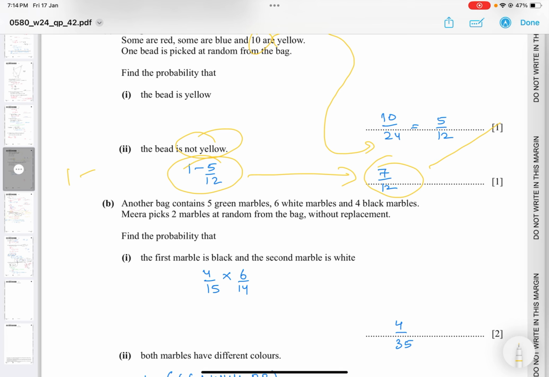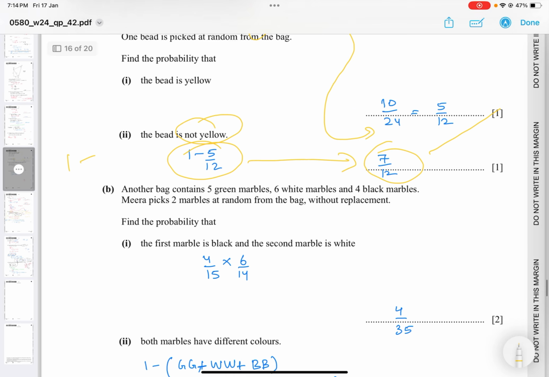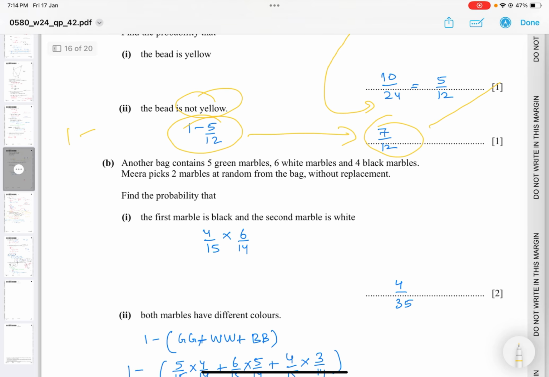Another bag contains 5 green marbles, 6 white marbles, 4 black marbles. Mira picks 2 marbles at random from the bag without replacement. Find the probability that the first marble is black and the second marble is white. Oh, very good. See this word, without replacement. That means if I am picking one, I took it out. Now I am not replacing it. So first is black. That means 4 upon total, that is 4 by 15.